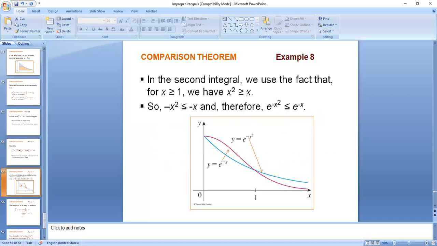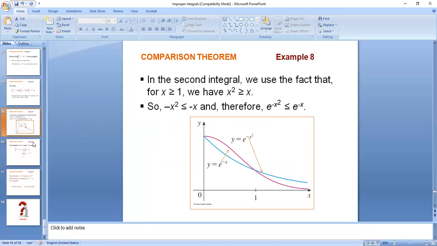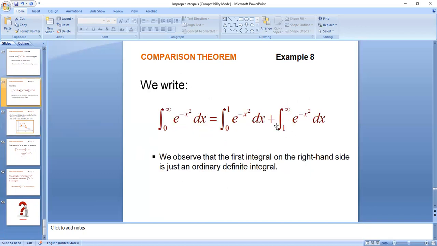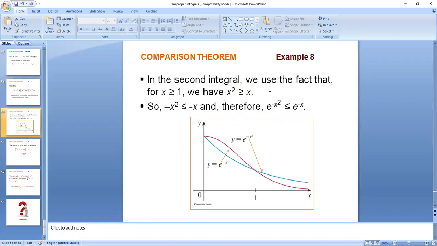So in the second integral, we use the fact that for x greater or equal to 1, we have x squared greater or equal to x. Now, I would like to explain this further. It's referring to this integral. We have 1 here, it's okay. But if it's greater than 1, it says here, we use the fact that for x greater or equal to 1, it follows that the square of that will also be greater than x.